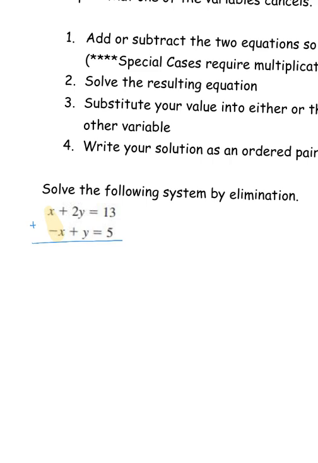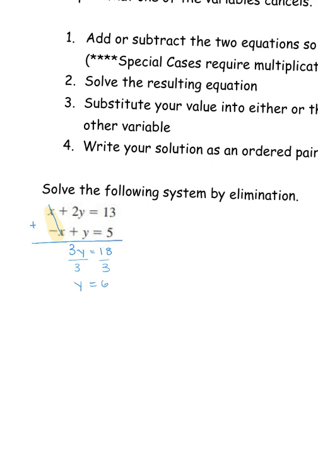So positive x plus a negative x, well, that cancels out. I have 2y plus y, that gives me 3y. And then I have 13 plus 5, which gives me 18. All right, so again, that whole goal of solving by elimination is to eliminate a variable. So now we're just solving for y. So I'm going to divide 3 on both sides. And I get y is equal to 6.